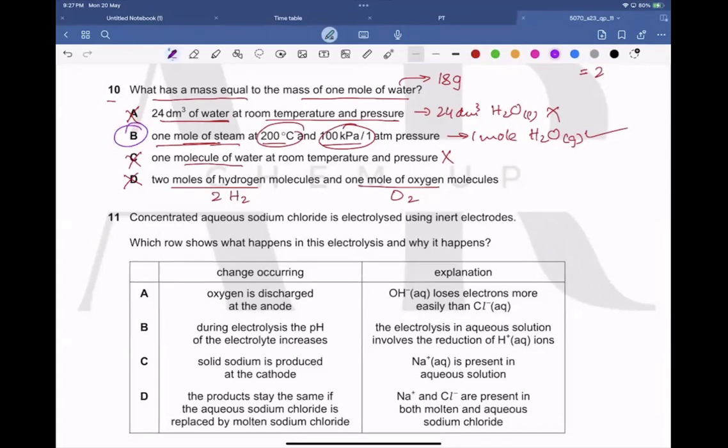Yes, why are you saying D? Because if you see, it's 4 gram and it's 32 gram. So it is going to be 36 gram, which is not equal to 18 gram, right?